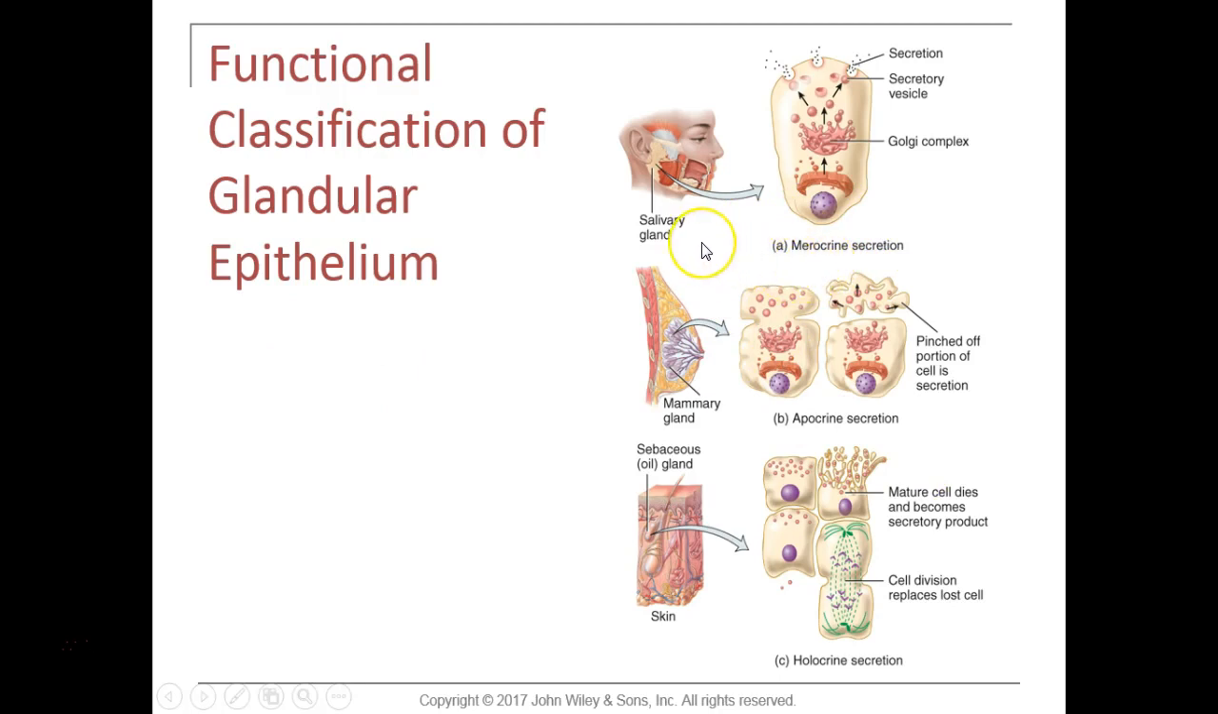The majority of the gland cells in the body and the glands in the body secrete their product via the first example, merocrine secretion. So here they show the salivary glands. The salivary glands are an example of a merocrine gland. And so this type of glandular secretion is by simple exocytosis, if you remember that term from general biology.